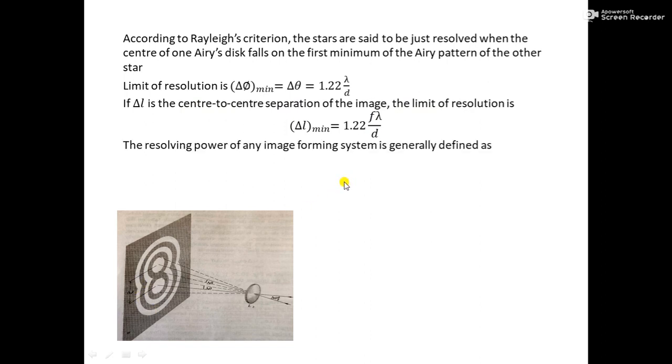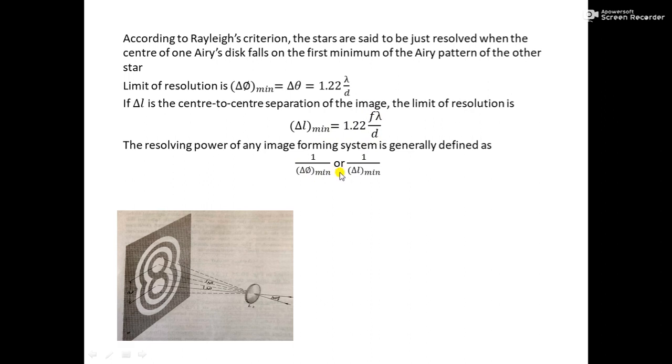The resolving power of any image forming system is generally defined as 1 by delta phi minimum, or the reciprocal of delta L minimum. So the resolving power of a telescope can be increased by increasing the diameter of the objective lens, and by increasing f. Here lambda is taken as constant. If we decrease the value of d, the resolving power will increase. Also, by increasing the value of f, we can increase the resolving power.